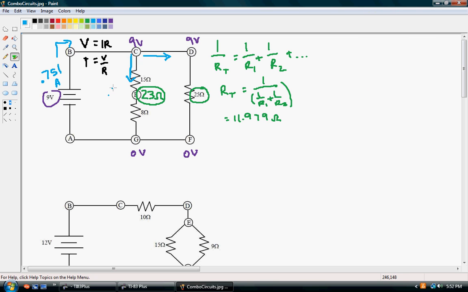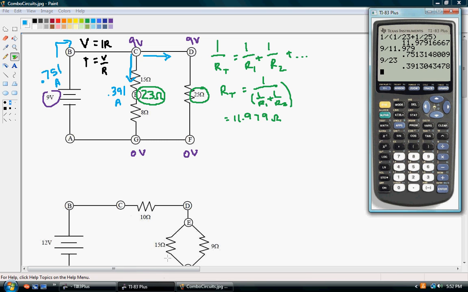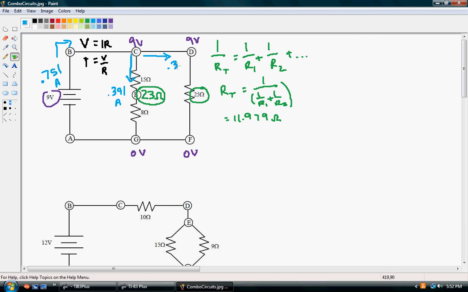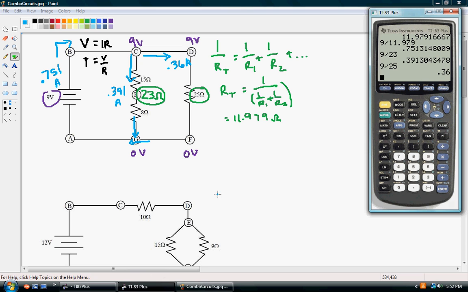So our current is 0.391 amps. And then the current for the other line will be 9 divided by 25, which is 0.36. Notice that back here, they will join back up together, and 0.36 plus 0.391 gives us 0.751, which was our total current.